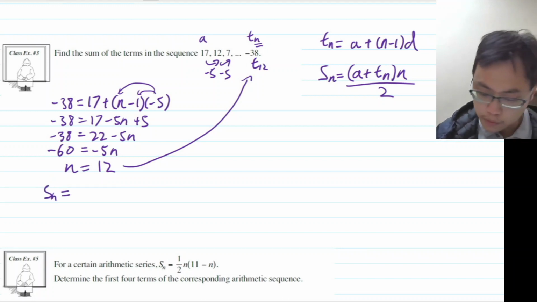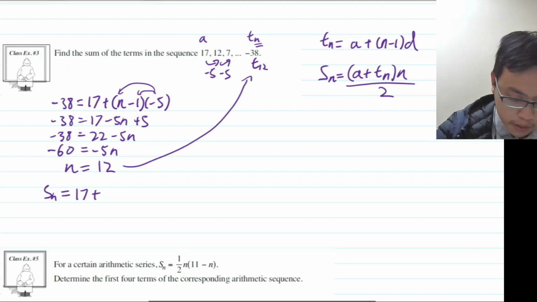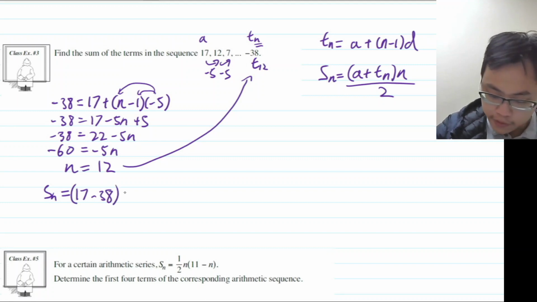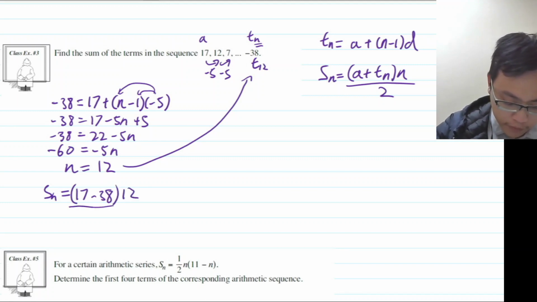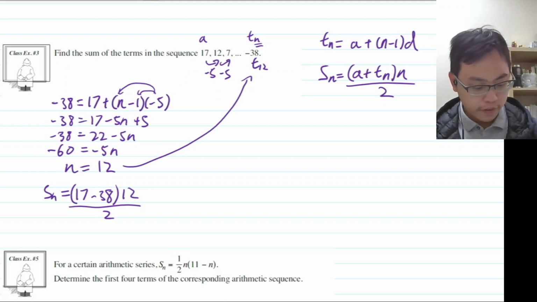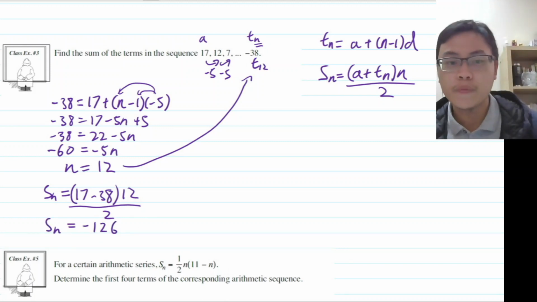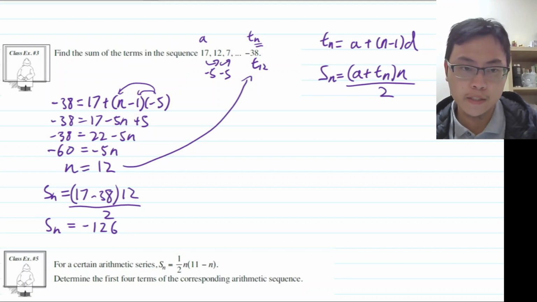Sn is equal to the first term, which is 17, plus the last term, which is negative 38. So we can just say minus 38 instead, okay? All of it times 12 divided by 2. Put it into your calculator: 17 minus 38 times 12 divided by 2. I have negative 126. Okay, so negative 126.